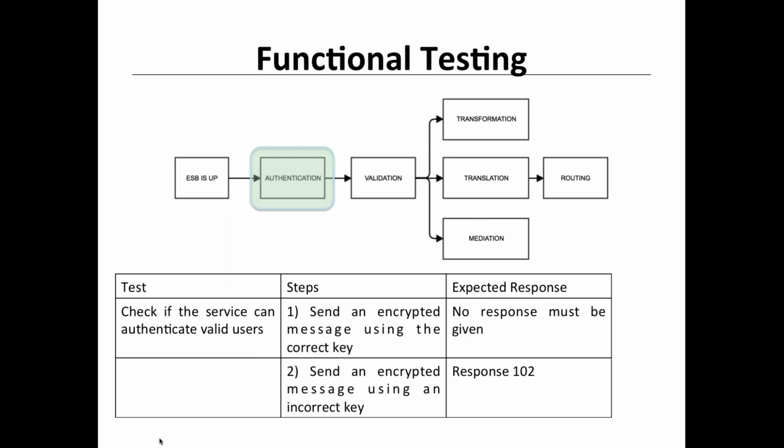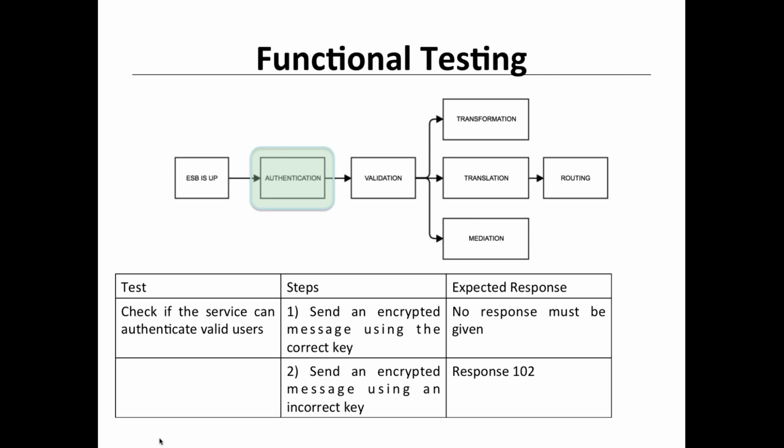Next, how were we able to test authentication? The goal is to test if the service can authenticate valid users. In authentication testing, we had two steps. First, we send an encrypted message using the correct key. This is the valid step, so the ESB should not give us a response, which means the encrypted data must be forwarded to the next functional component.